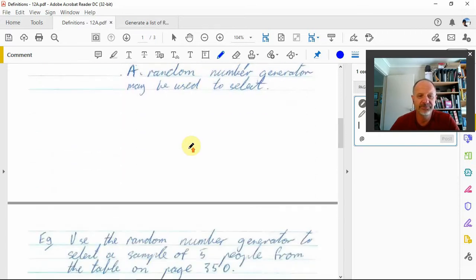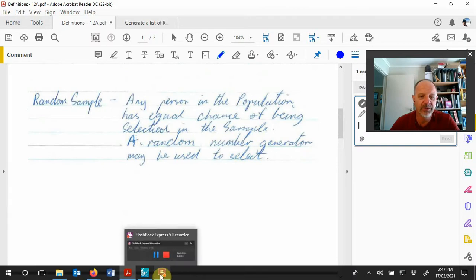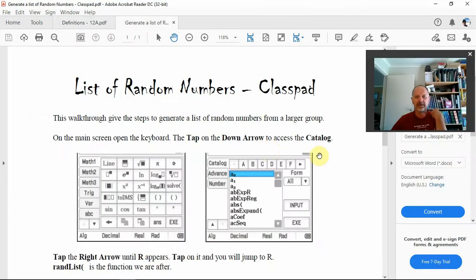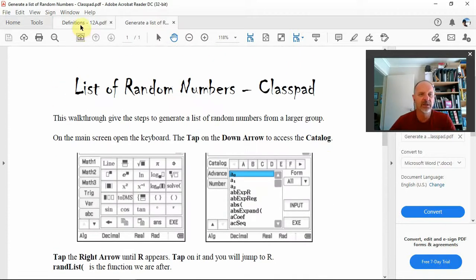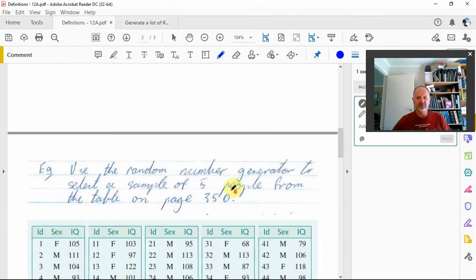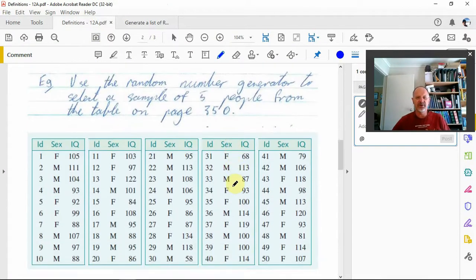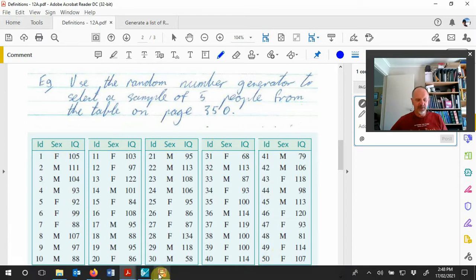We would use the calculator to do that, and here's a handout that I should have given you on how to do random numbers. I'm going to use that in the example. So back to our definitions. Here's an example: use a random number generator to select a sample of 5 people from the table on page 350. Here is the group of people, the population, on page 350, and we want 5 of them. Each of these people has a number next to them, which is their ID number, and we'll use the random number generator to do that.